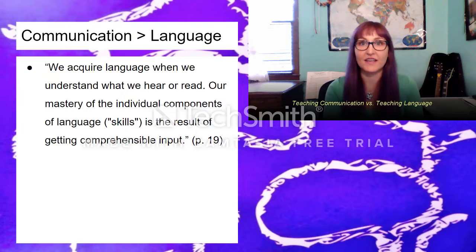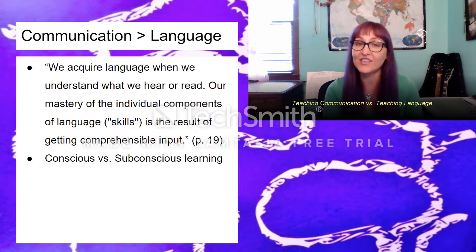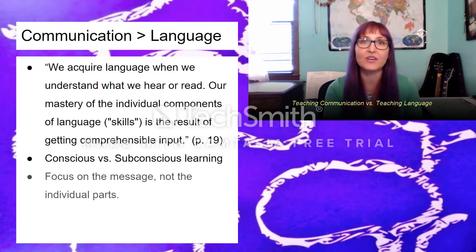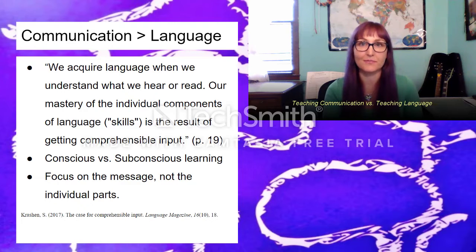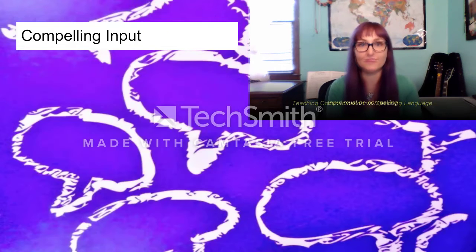Krashen explains in his comprehension hypothesis that we acquire language when we understand what we hear or read. Our mastery of the individual components of language, or skills, is the result of getting comprehensible input. This type of learning is not conscious, rather subconscious. Instead of focusing on the parts of language, learners are focusing on the messages delivered in the language. Communication is the goal and is only effective when the information being given is comprehensible.